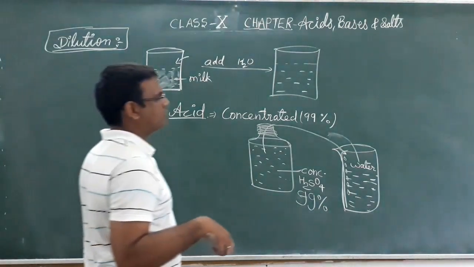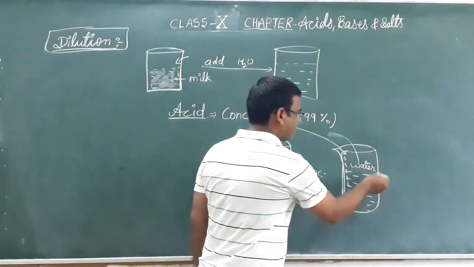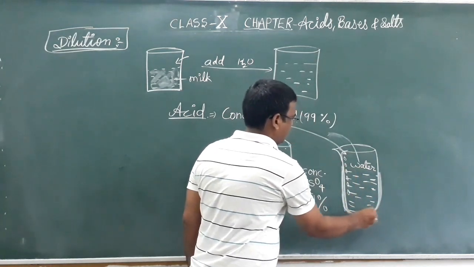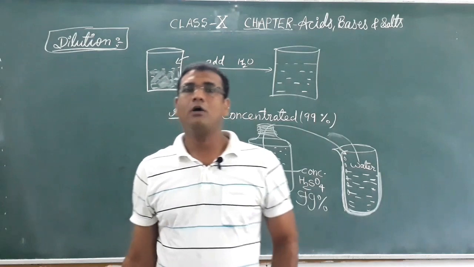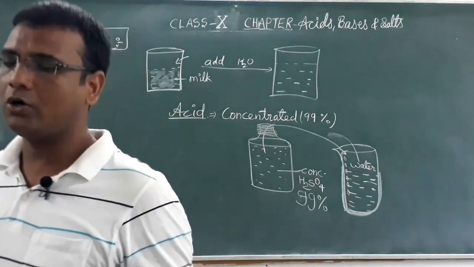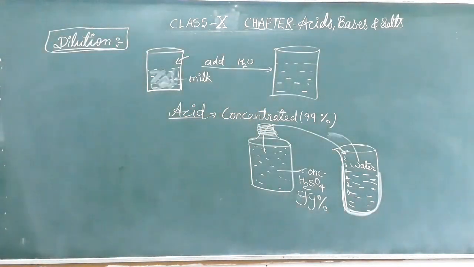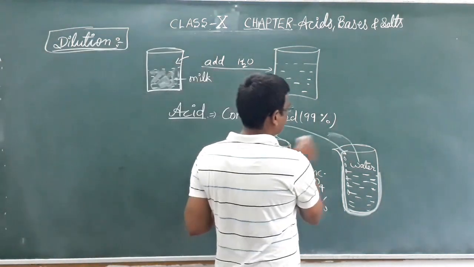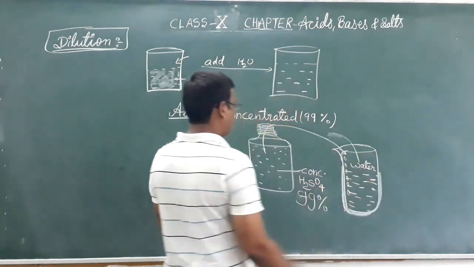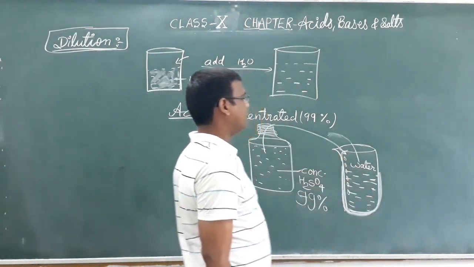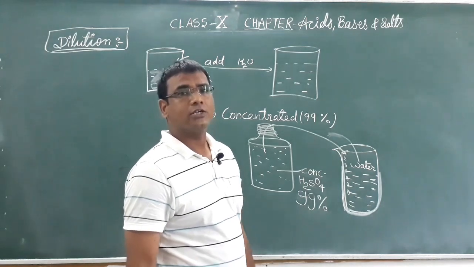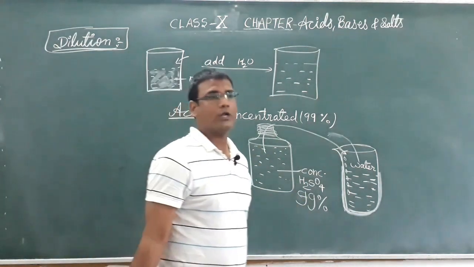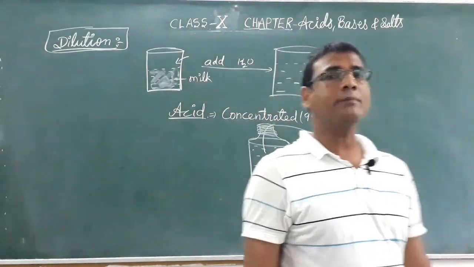Now you will see that the surface of this container has become hot. What happened? Why is this so? Because the mixing of acid in water is an exothermic reaction. Endothermic reaction you have already seen in chapter 1. You have already discussed in chapter 1.